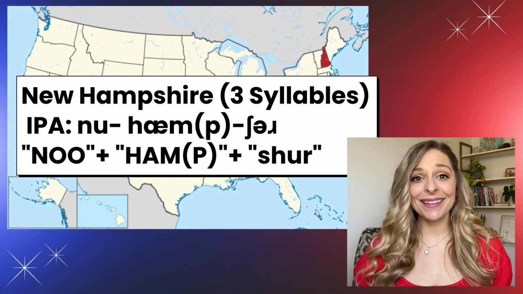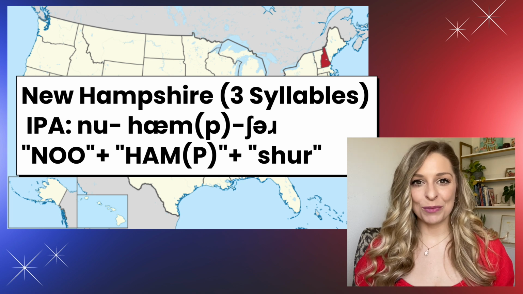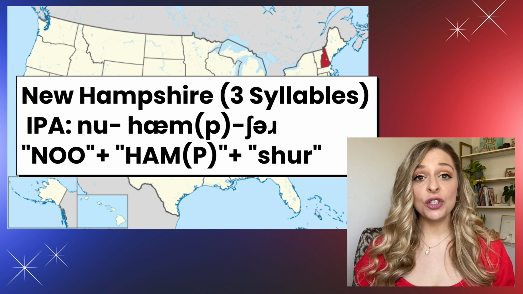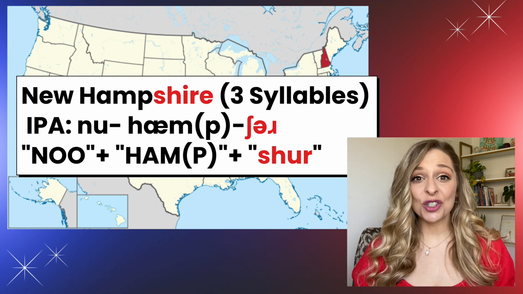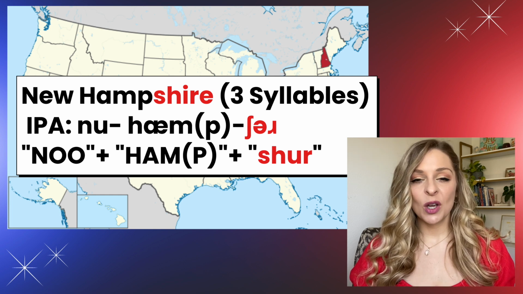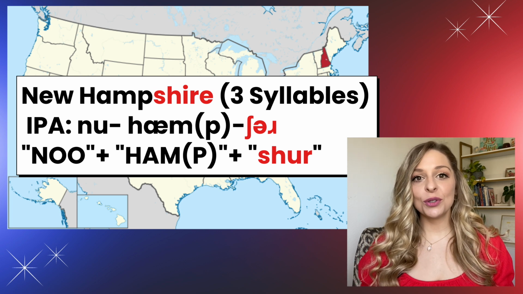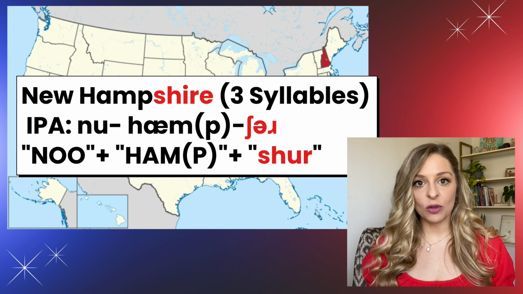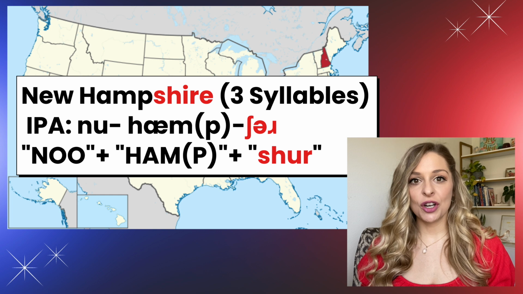Number 29, New Hampshire, New Hampshire. And we stress new and hamp. Now the last part of this word looks like it should be pronounced shire, like in Lord of the Rings. But since the first two syllables are stressed, we can't also stress the third one, which means we have to reduce our vowel and pull back a little bit, which means that it just sounds like sure, New Hampshire.